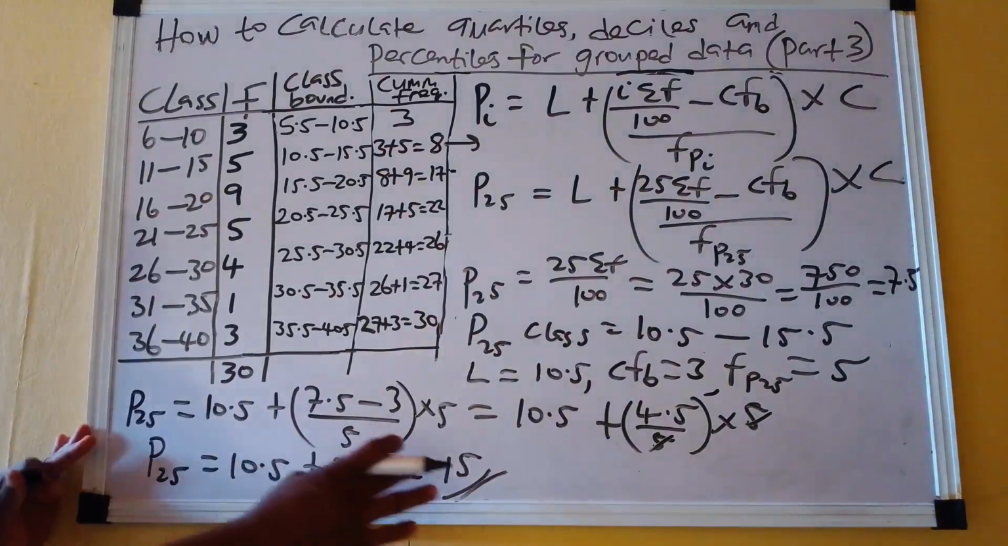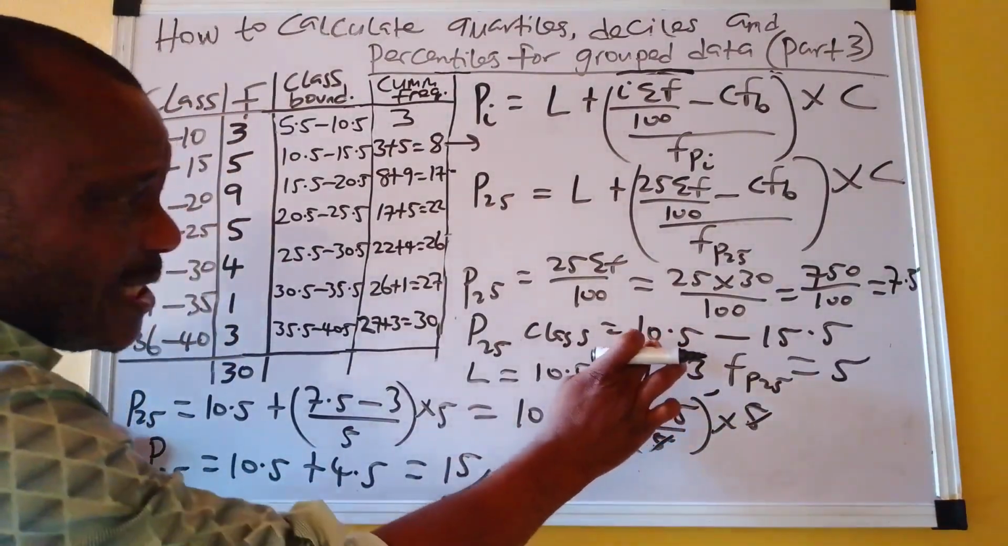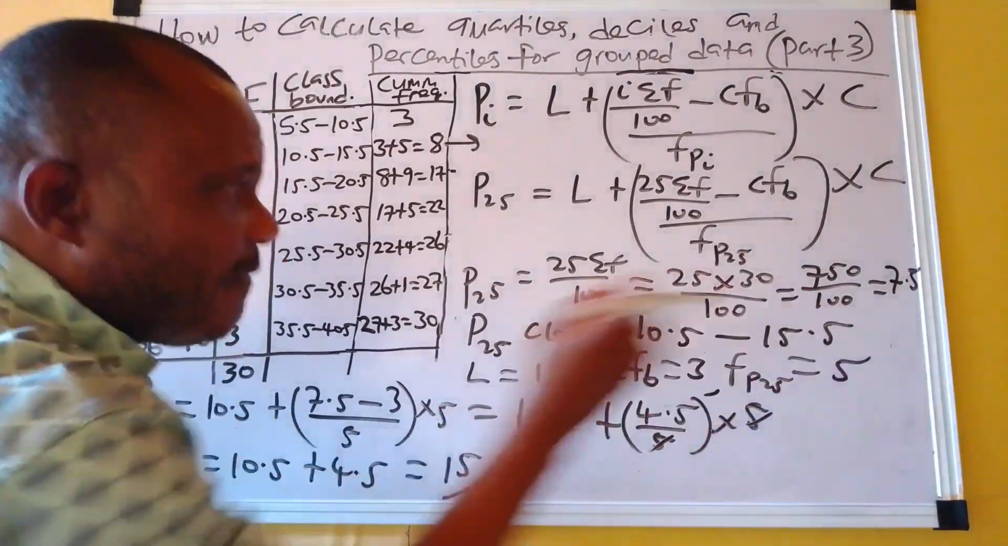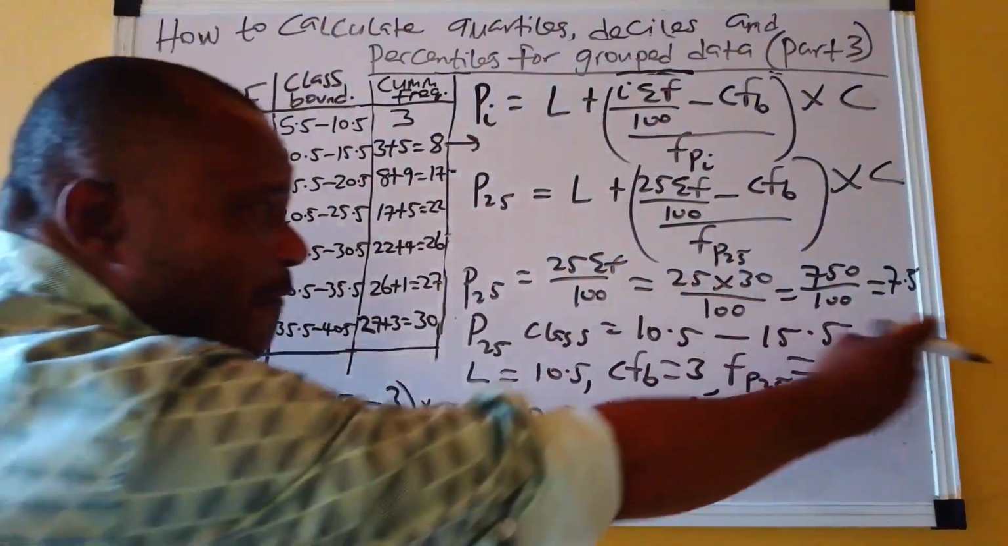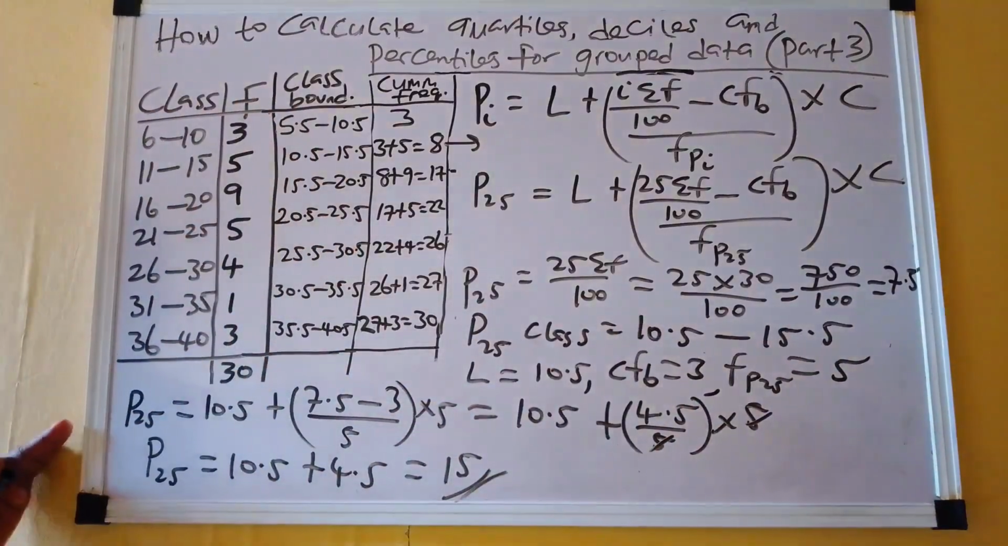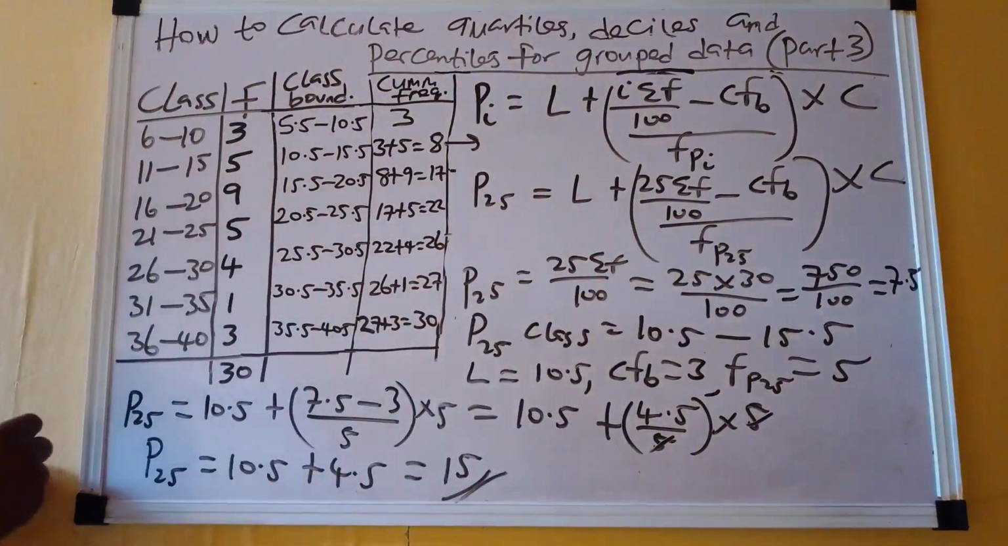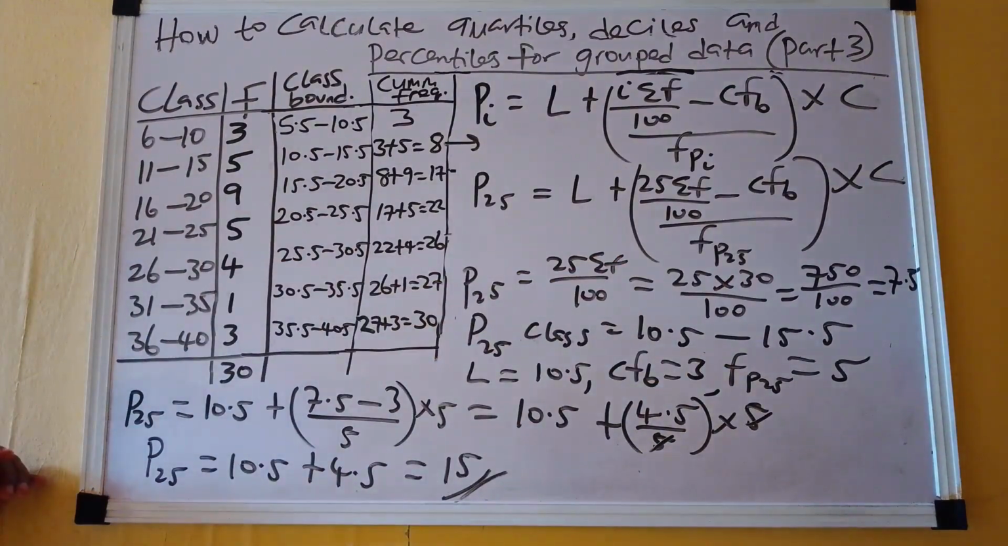Now, this value 15 falls within this class between 10.5 and 15.5. That is where it falls. It's not above 15.5 and it's not below 10.5. So it falls within the class. So the answer is correct. That is how you check.